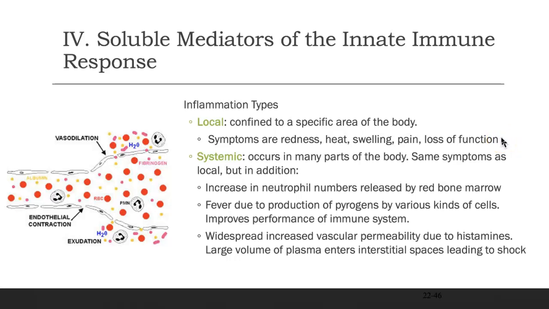Now, when we have systemic infection taking place, it's in lots of parts of the body. So we have same symptoms as local inflammation, but we also have the addition of increased neutrophil numbers that are being released through our red bone marrow, a fever due to the production of pyrogens, and this fever helps to improve performance of our immune system. We'll also have widespread increased vascular permeability because histamines are being released throughout our body, and a large volume of plasma is going to enter our interstitial spaces, which can lead to shock.